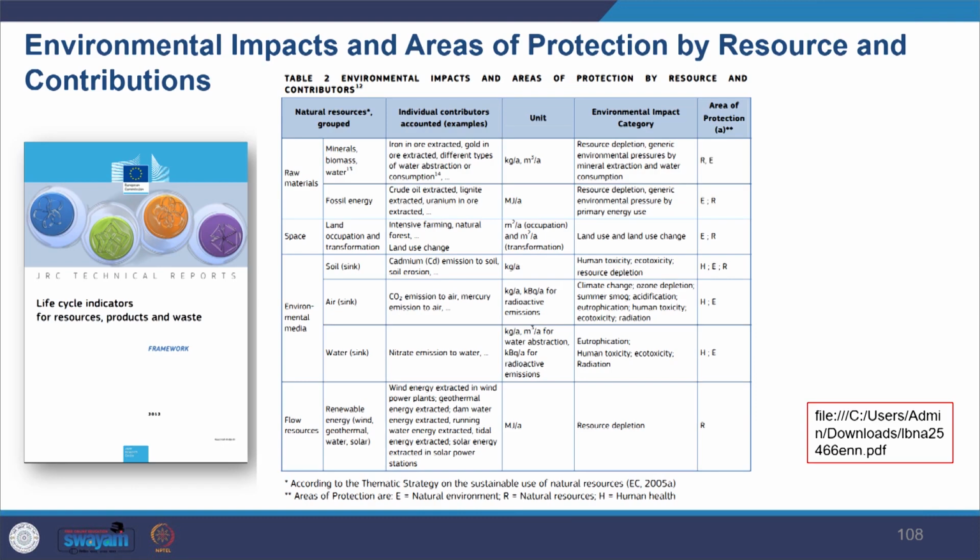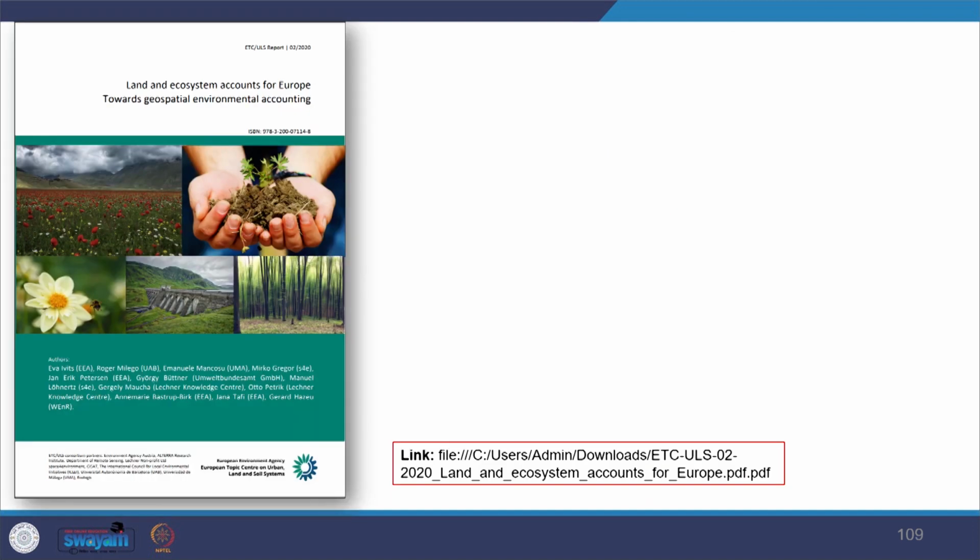There's another report which you can refer to, life cycle indicators for resources, products and waste. Here again, you can look at environmental impacts and areas of protection by resource and contributors. So you see raw materials, space, environmental media, flow resources, how those resources are there, individual contributors accounted for, where that is coming from, what kind of consumption and impact there is, and what kind of intervention has to be taken for protection. There's another report you can refer to, land and ecosystem accounts for Europe, towards geospatial environmental accounting.